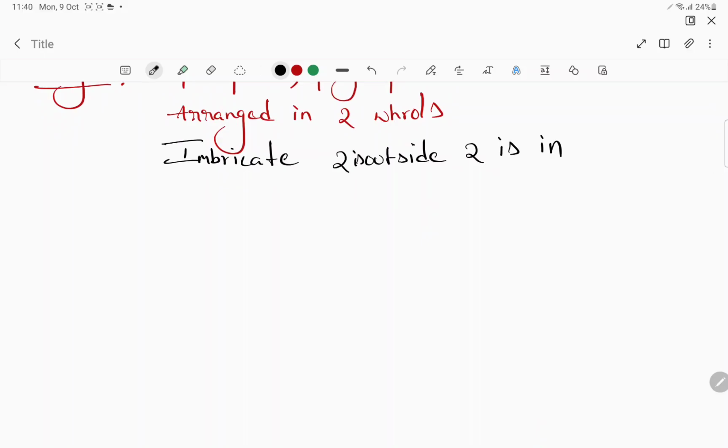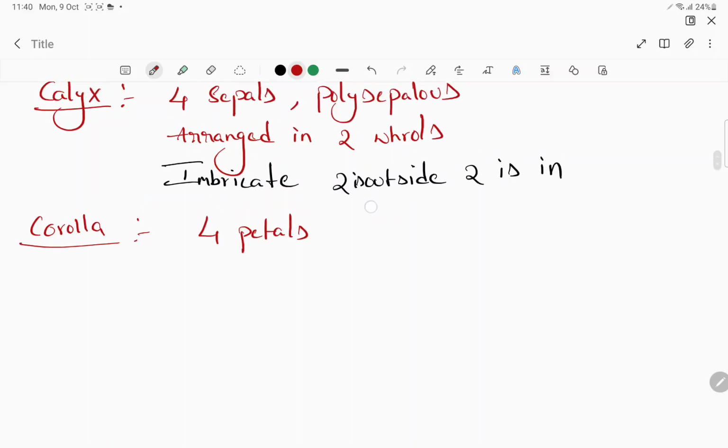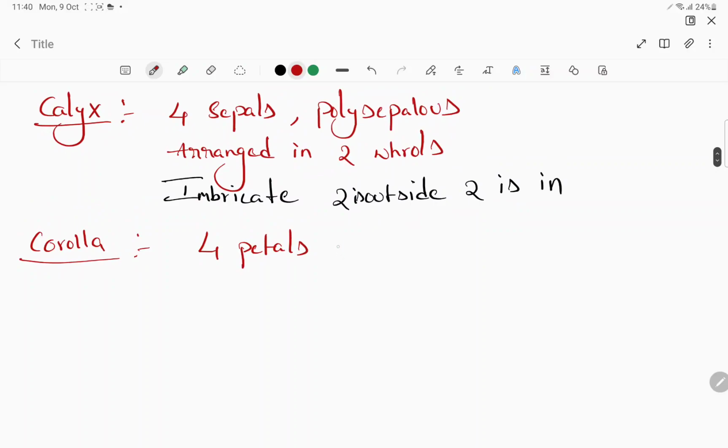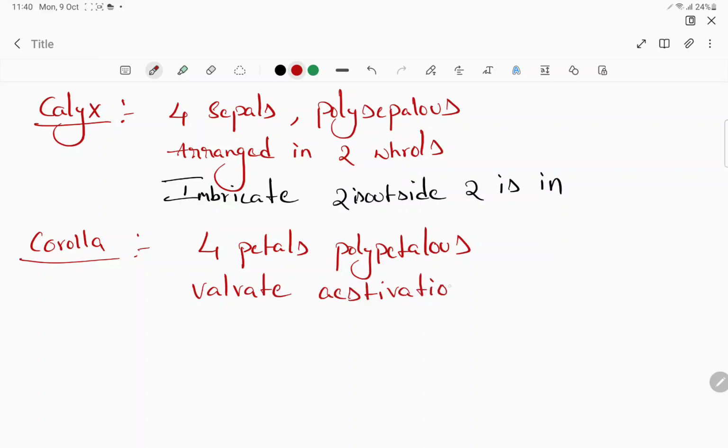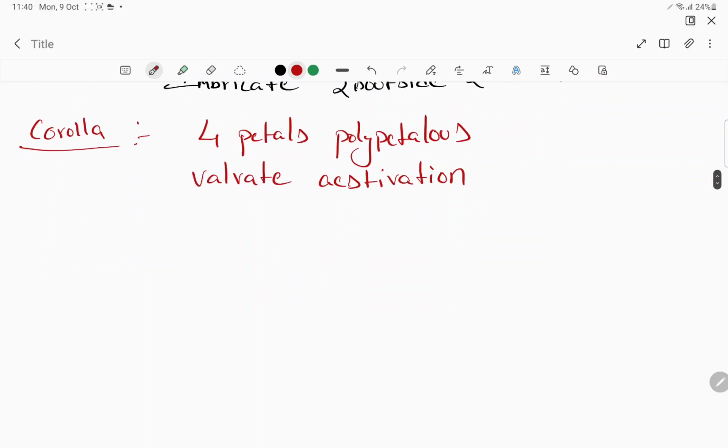And here we have the corolla, and you can see clearly we have the 4 petals, and this is also polypetalous. We have the valvate aestivation, so for hibiscus this is twisted aestivation in case of the Malvaceae family. In case of Brassicaceae it is valvate aestivation.